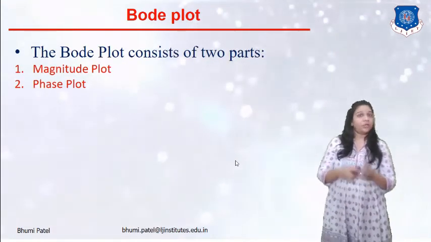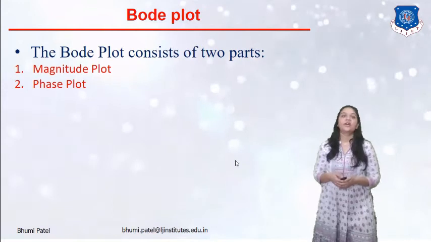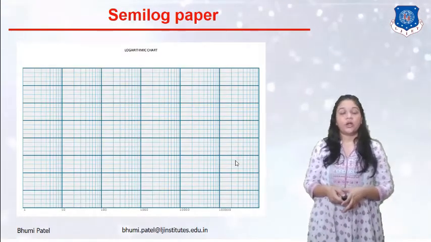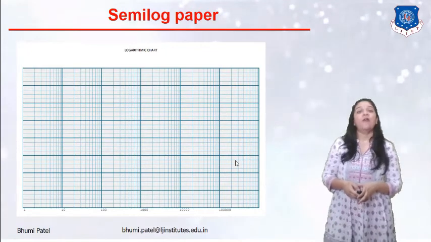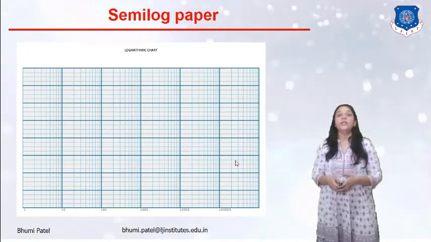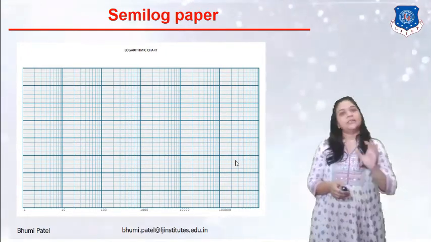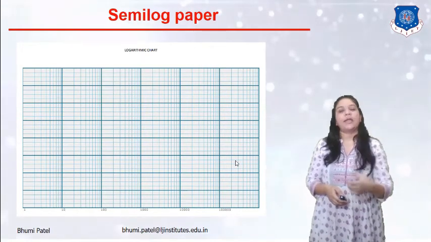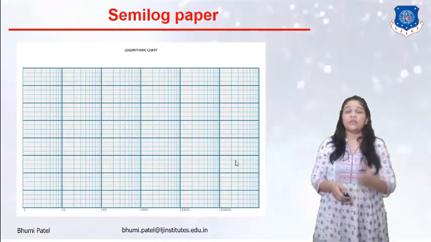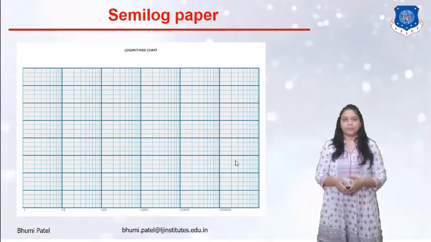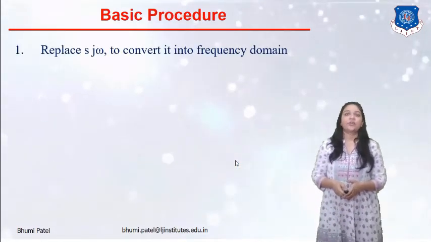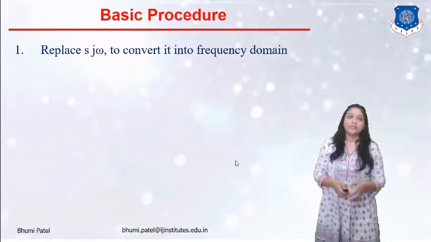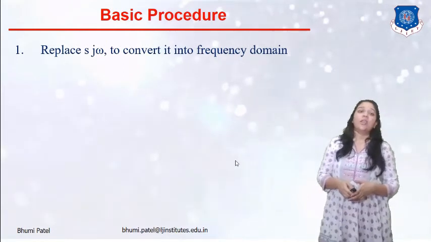Now the Bode plot consists of two parts. The first is the magnitude plot and the second is the phase plot, and generally we draw a Bode plot on the same log paper. On the same log paper we have to draw the magnitude plot and the phase plot with respect to the frequency.